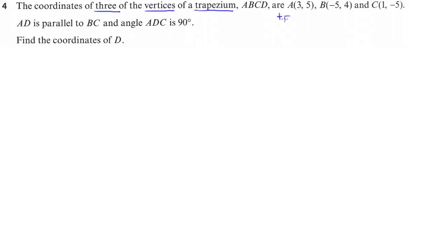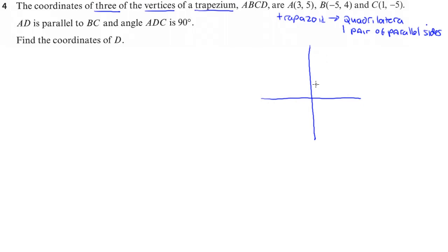All right, we got three vertices of a trapezium, another word for a trapezoid. A trapezoid is a quadrilateral that has one pair of parallel sides. Okay, so let's do a quick sketch with the points they gave us. We've got 3, 5, we've got negative 5, 4, and we've got 1, negative 5.